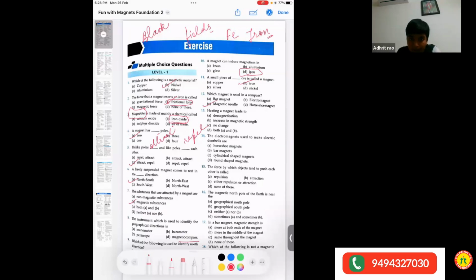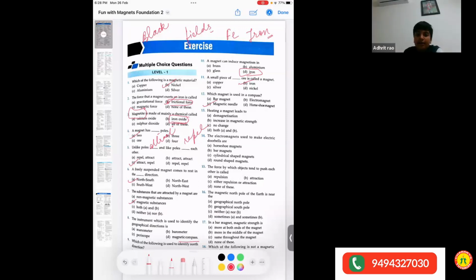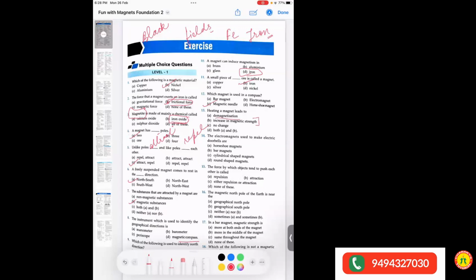Heating a magnet leads to, ma'am, both A and B. No. Heating a magnet leads to demagnetization. Heating will not increase the magnetic strength. Increasing magnetic strength means it will become more magnetic, the power of the magnetism will increase. So that is why the answer is A. Heating a magnet leads to demagnetization. Okay, question number 14.